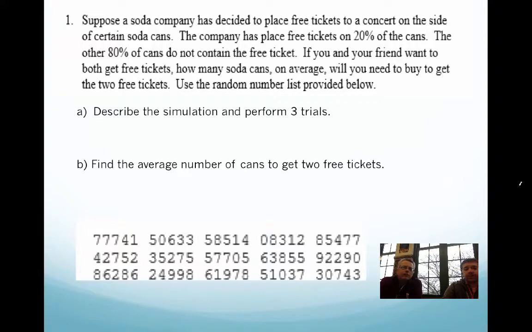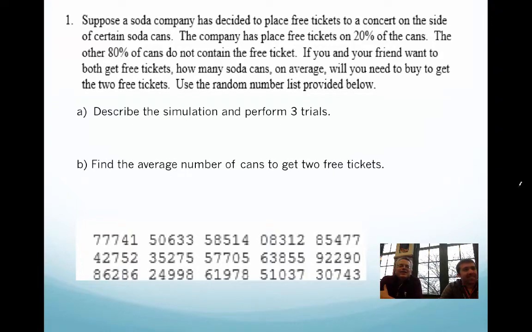Okay. For our first problem, suppose a soda company has decided to place free tickets to a concert on the side of certain soda cans. Mr. Lewis, what was the last concert you were at? Dave Matthews Band. Okay, cool. So it could be Dave Matthews Band or something like that.